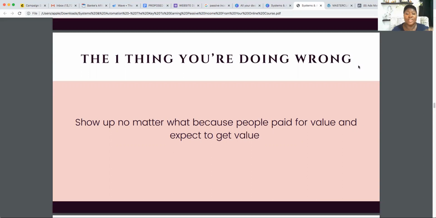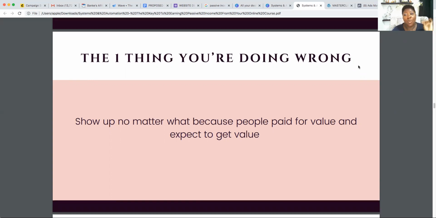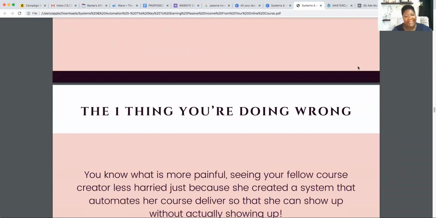So you want to ensure that you have systems and automations in place so that you do not have to show up to do your work. When people have paid to get value, they expect to get value, and you're able to deliver value every single time without actively doing anything.